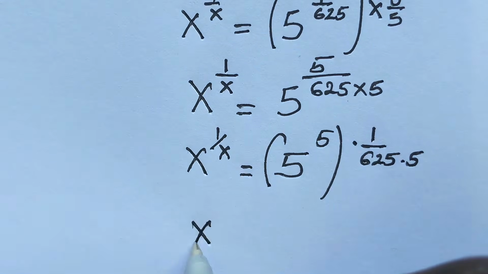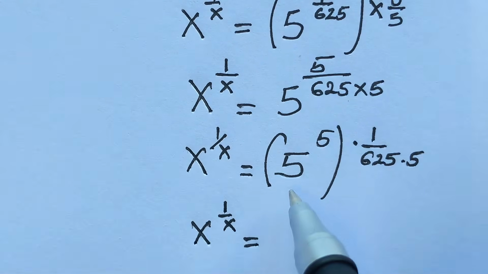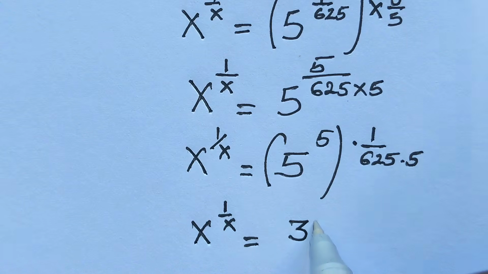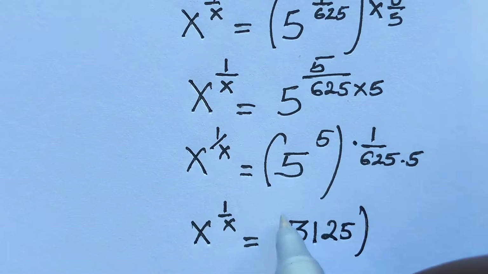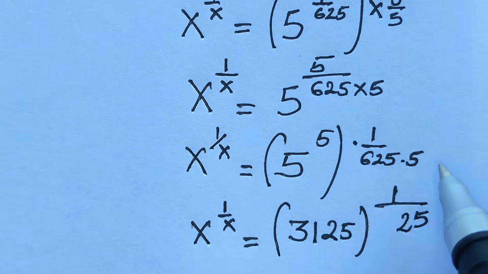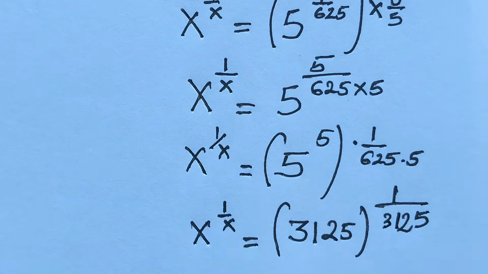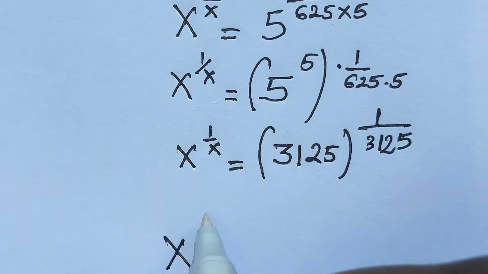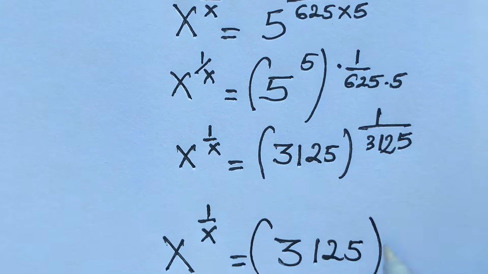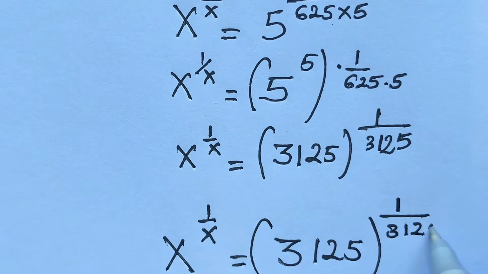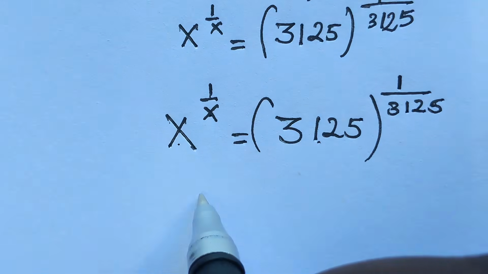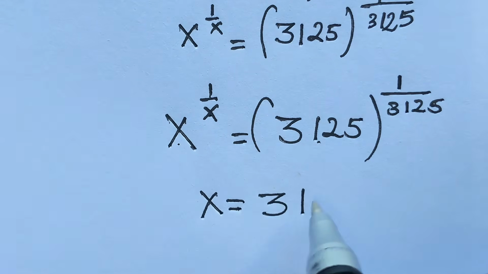Then we shall write this one as x^(1/x), which equals 5 to the power 5, which is 3125, then to the power 1 over 625 times 5, which is 3125. Okay, so that here our final answer, we have x^(1/x) equals 3125^(1/3125). If you have seen this way, we have x equal to this one, so that the final solution, our x here, will be 3125.